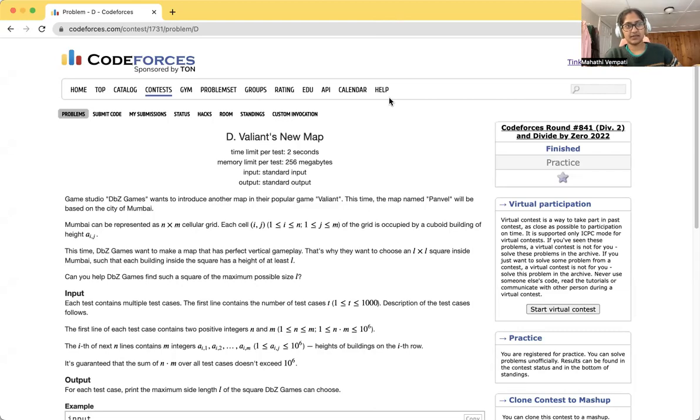I'm still stuck with doing XOR and finding the number of subarrays that have a given XOR value in linear time. But yeah, I will look at that at some point this week.